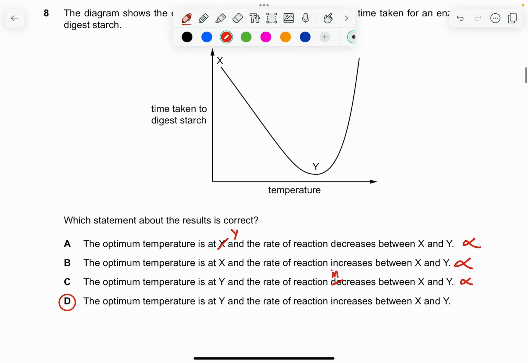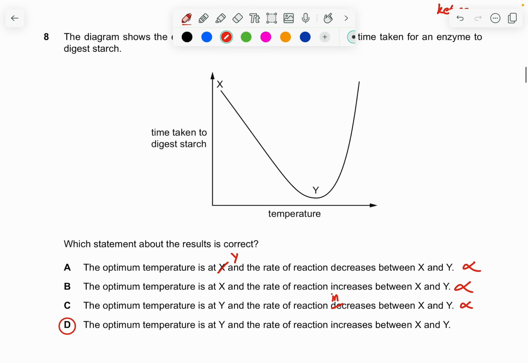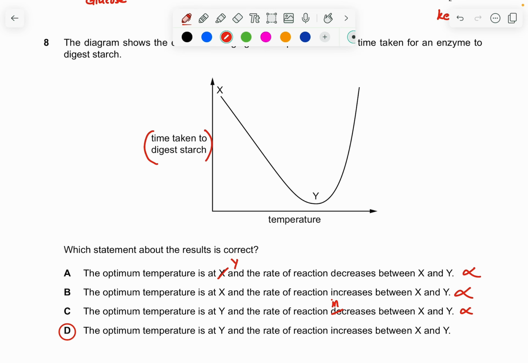Try to look at this graph carefully, because it says the time taken to digest starch, not the rate of reaction. So you can see that the graph technically has flipped. Because at optimum temperature, the enzyme works very effectively, therefore it takes a shorter time to complete the reaction. So Y is the optimum temperature for the enzyme to function, because it takes the shortest time to complete the reaction that it needs to break down.